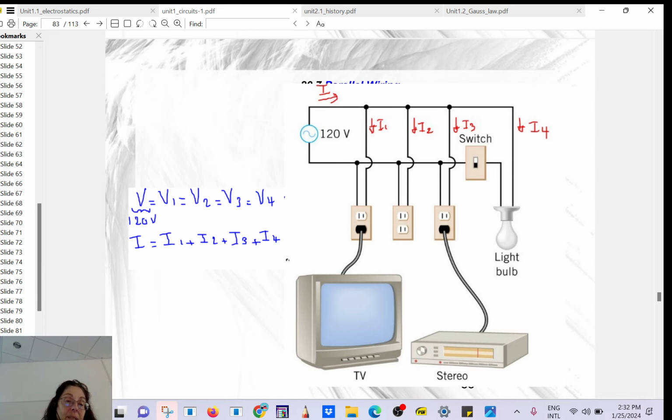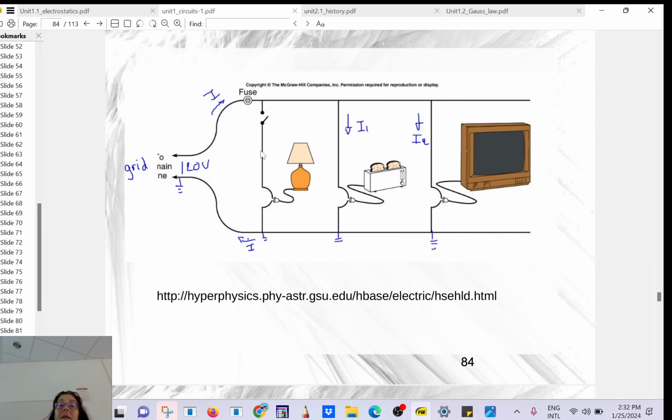Okay, so let's go back to here. So in a house, all the loads will be in a parallel circuit. If one is not turned on, it's not going to affect the other one. Here, you're going to have a fuse because as you increase the number of loads, you're going to drain more current and you want to make sure that you don't go over 15 amps or 20 amps.